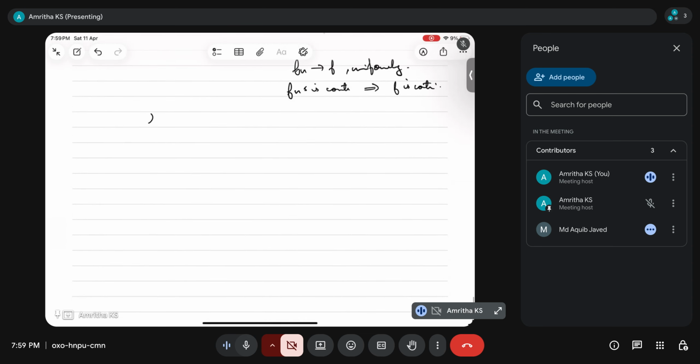Then Fm's are 1 by 4 power m, F naught of 4 power m x, where F naught is x on the first piece. Then we see that this is continuous, right? The Fm's are continuous.